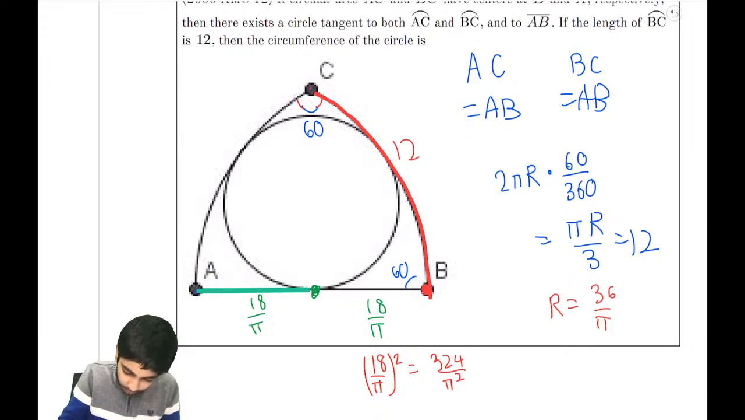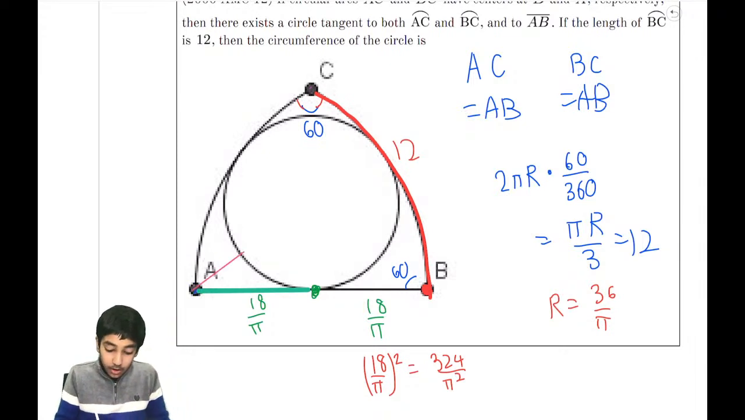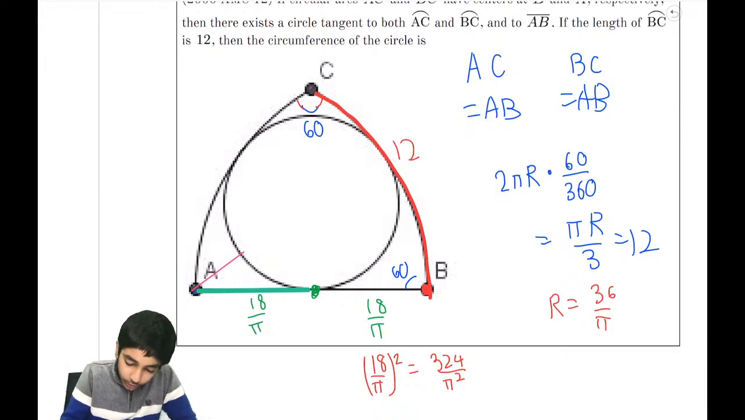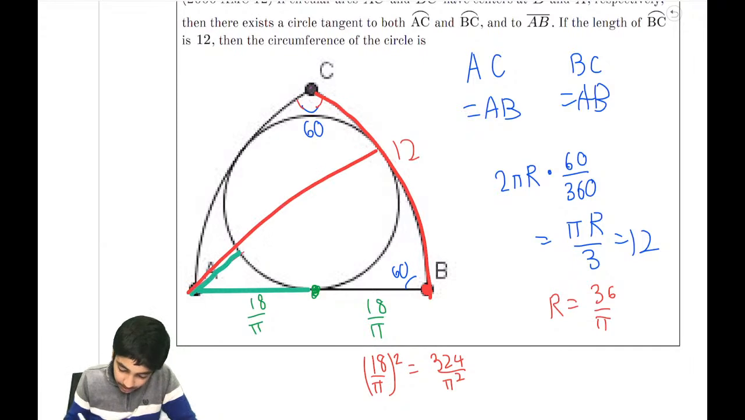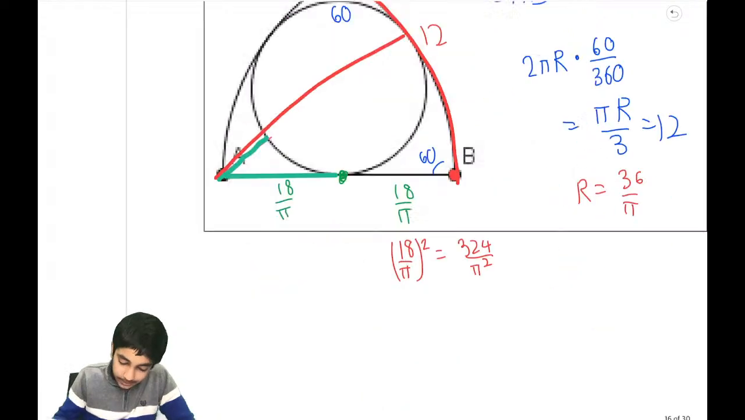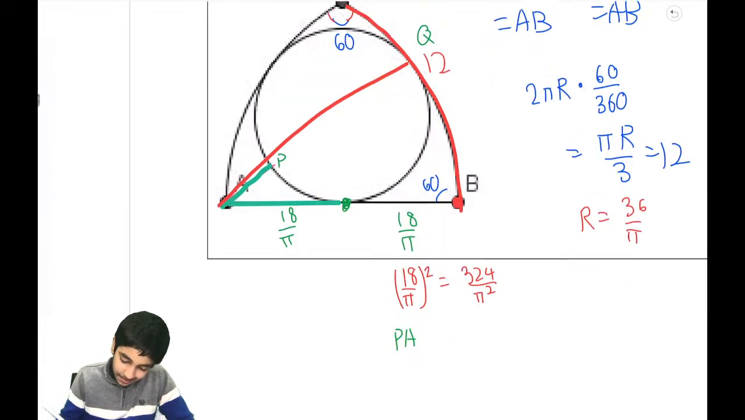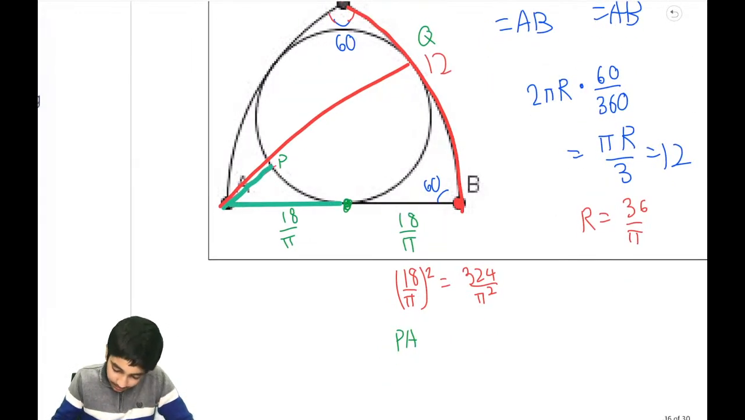The product of this, and so now that we have the power of A, what other secants can be used? Can we get information out of? Well, notice that we know that A times this green segment times this red segment here is going to also be equal to 324 over pi squared. So let's call this point P. Then we have that PA times, let's call this point Q, don't want to reuse variables like I did last time, PA times QA is going to be 324 over pi squared.